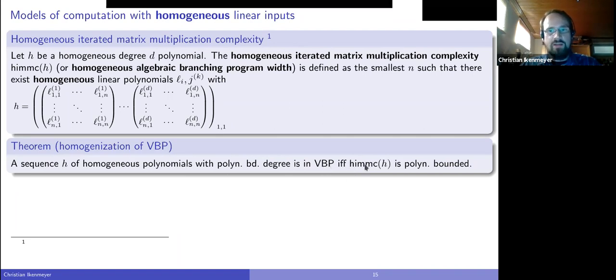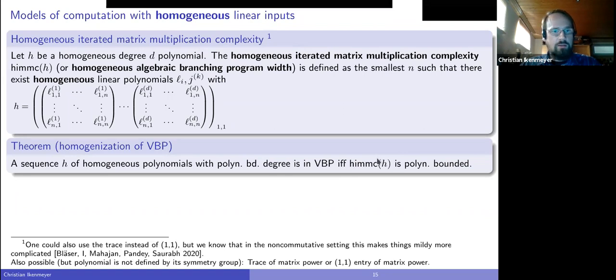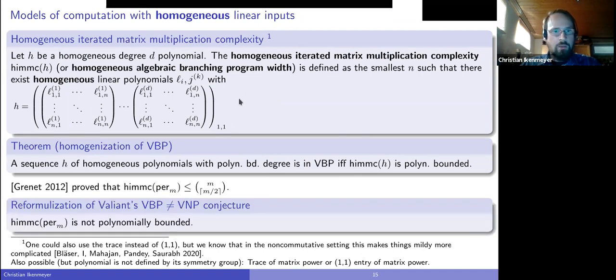Note that this is only defined here for homogeneous polynomials. So you could study, for example, the HIMMC of the permanent. Just a remark, you can also take the trace if you want to, but there are some subtle issues if you take the trace, and there are some other ways of doing it. But I do like this one for several reasons. I do like this one best. But the important thing is that this is homogeneous.